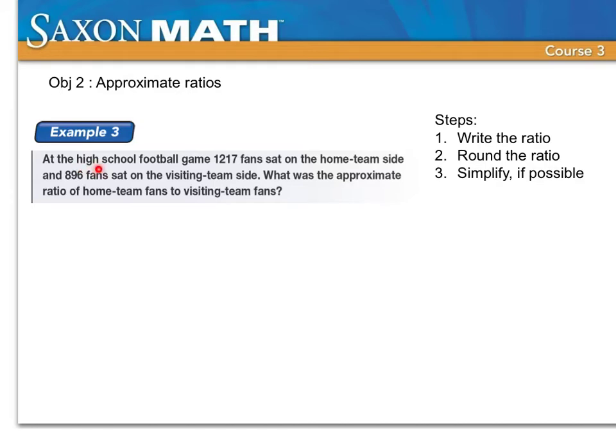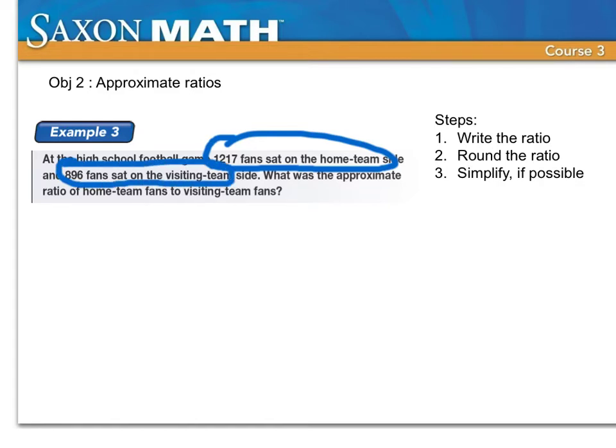So here's our example. At the high school football game, 1,217 fans sat on the home side, and 896 fans sat on the visiting side. What was the approximate, that's a keyword, ratio of home team fans to visiting team fans? So again, we know that we have 1,217 fans on the home team side, and 896 on the visiting team. And we want to know the ratio of home team fans to visiting team fans.